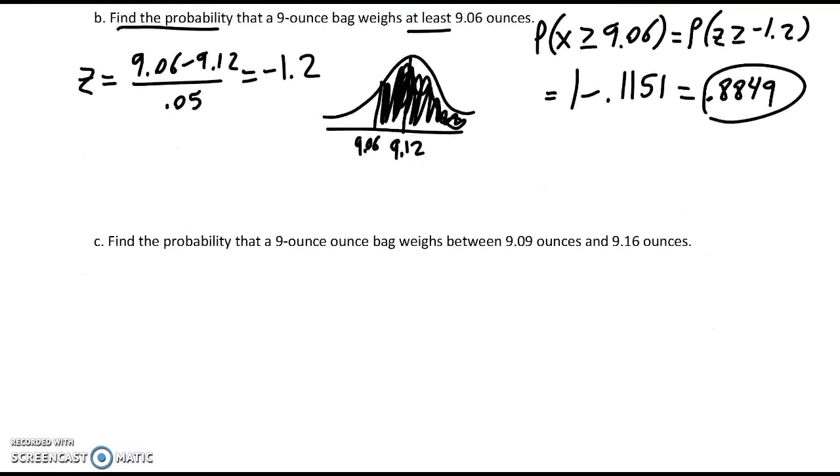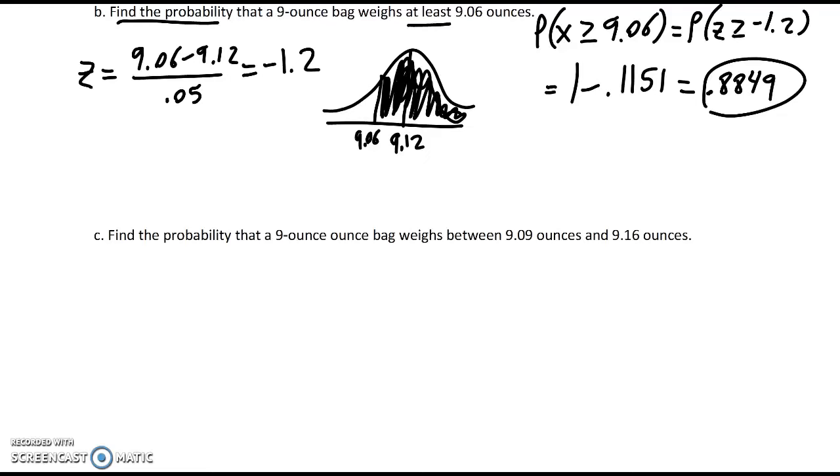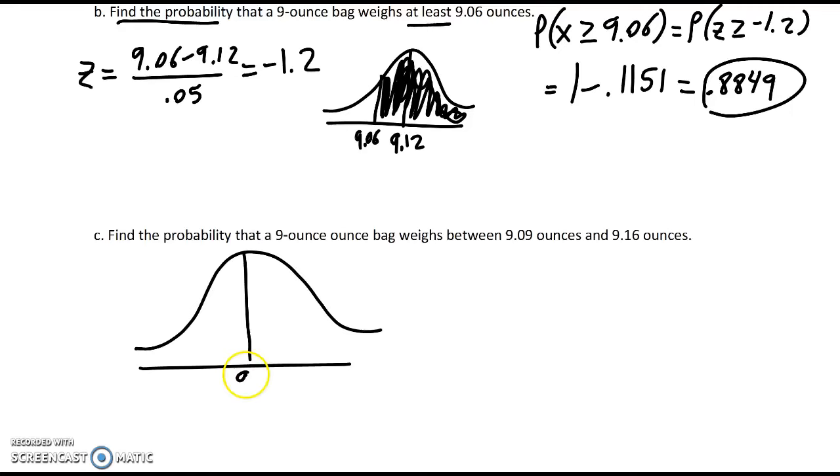Okay. Now, find the probability that a 9-ounce bag weighs between 9.09 ounces and 9.16. So notice, between this time, okay? So again, drawing myself a quick sketch, 9.12 in the middle, 9.09 is somewhere here, and 9.16 is somewhere over here. Just a sketch, I don't care. But I'm between these two values, okay? So again, maybe a little harder to eyeball this one, but you still kind of get the idea of what we're trying to find, all right?